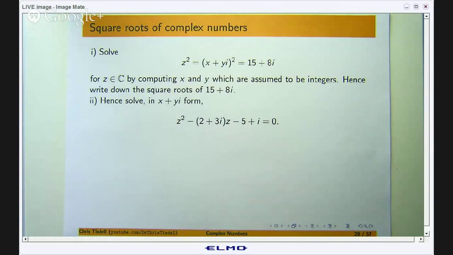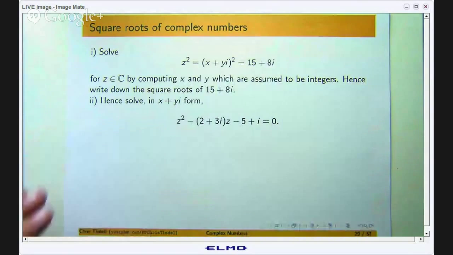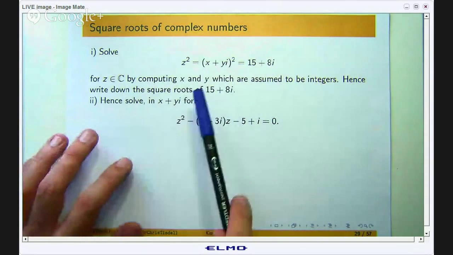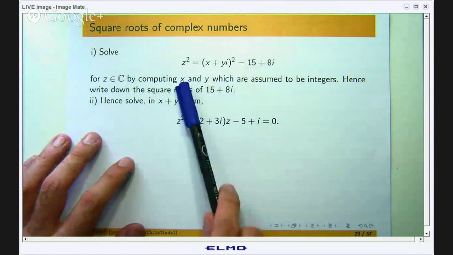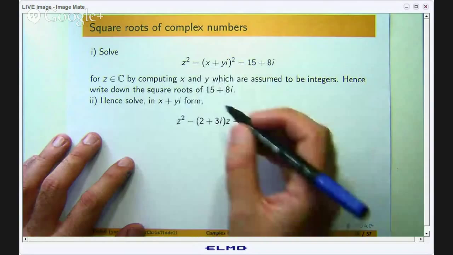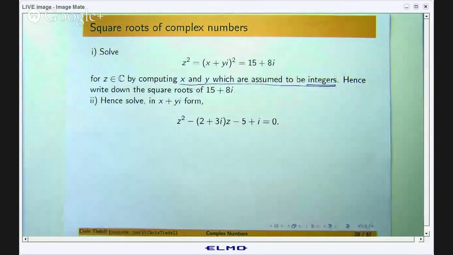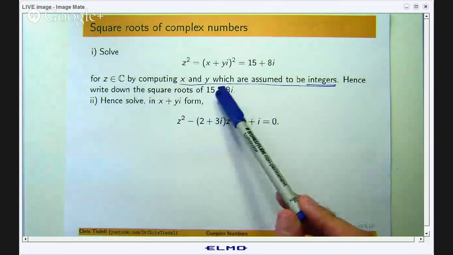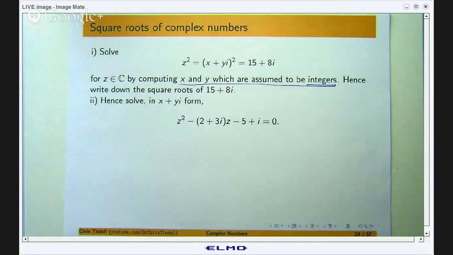Okay, so it's a two-part problem. We are going to solve the following problem first, and then we'll use that information in the second part. So we want to solve z squared equals 15 plus 8i by computing the real and imaginary parts of z, which are assumed to be integers or whole numbers. Now, this simplifies some of the calculations. And hence write down the square roots of 15 plus 8i, and we'll use that in solving this where we just apply the quadratic formula.